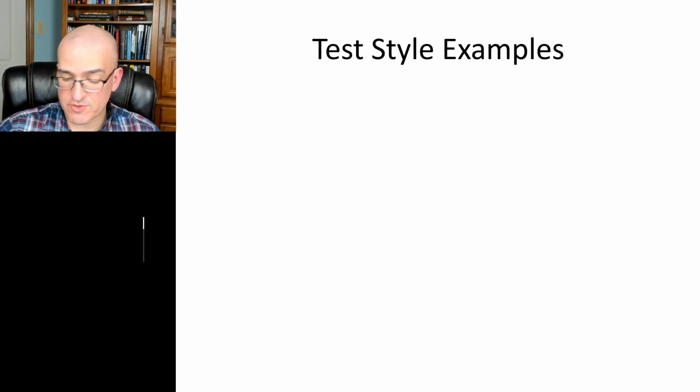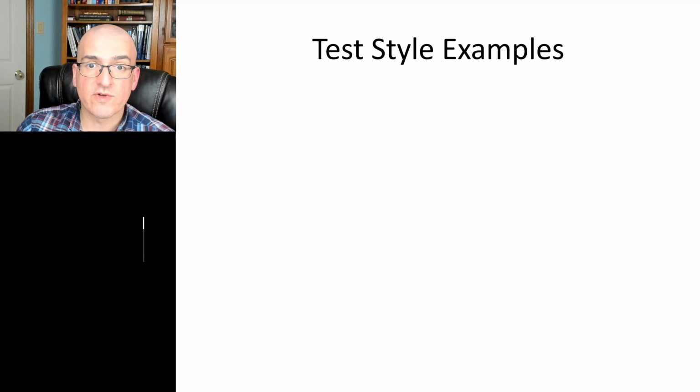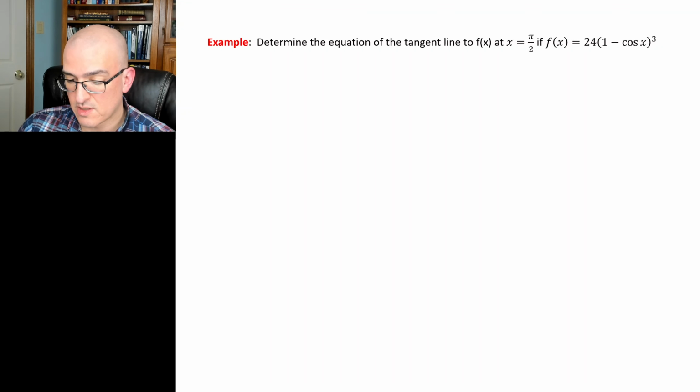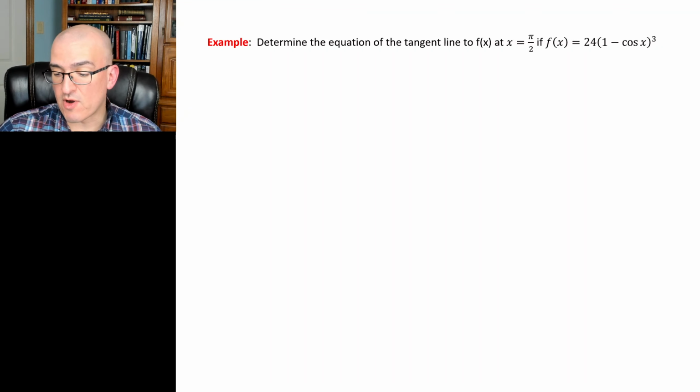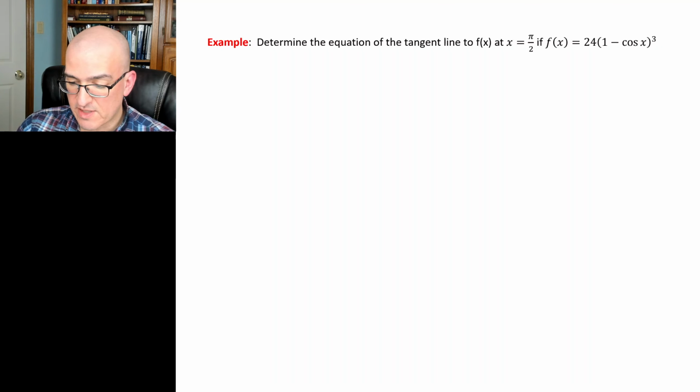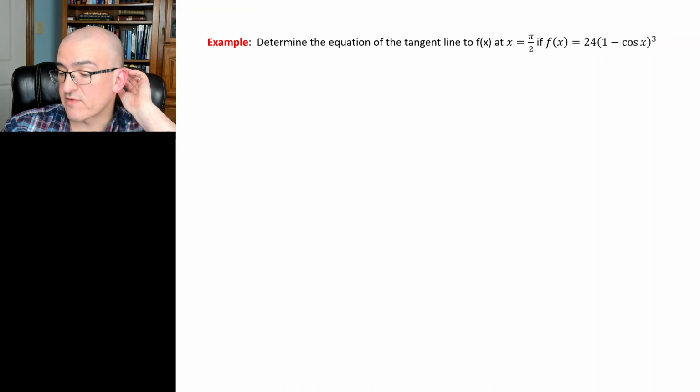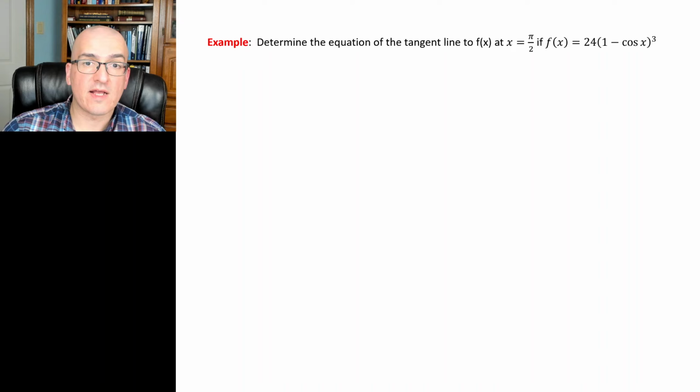Alright, in this video I'm going to show you some test-style examples for derivatives involving trig functions. Starting with a tangent line problem. We're given a function, f of x equals 24 multiplied by 1 minus cosine of x, all raised to the power of 3. And we're asked to find the equation of the tangent line of this function at x equals pi over 2.